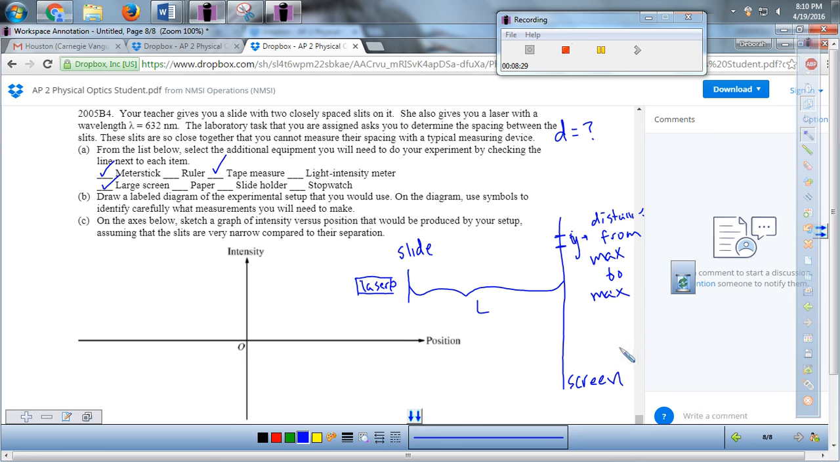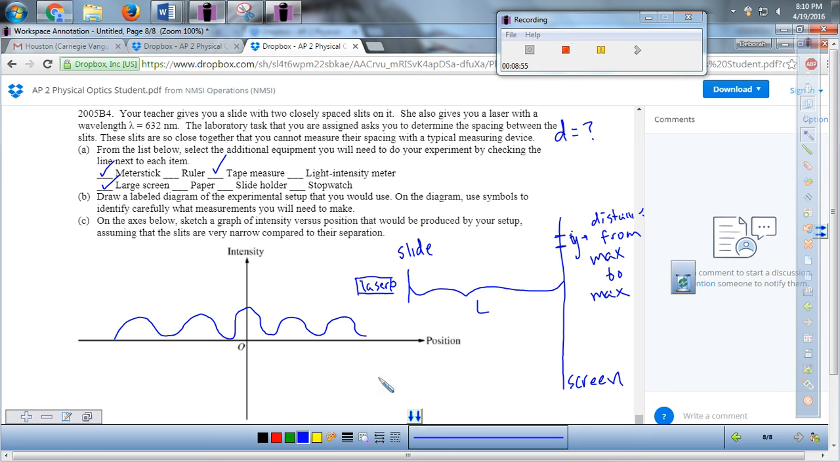Part C says, on the axis below, sketch a graph of intensity versus position that would be produced by your setup, assuming that the slits are very narrow compared to their separation. All right, so it's going to look something like this. And I could do a lot better job if I would just make these all about the same size. Okay? All right, so there's that one.